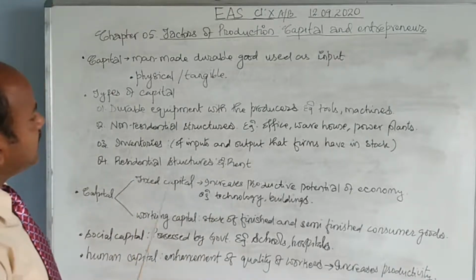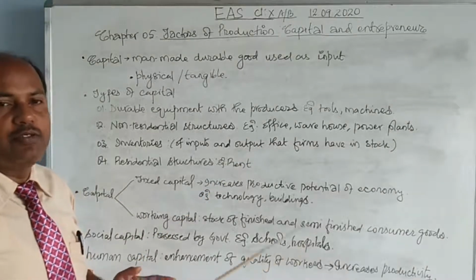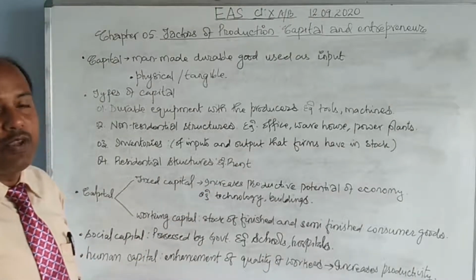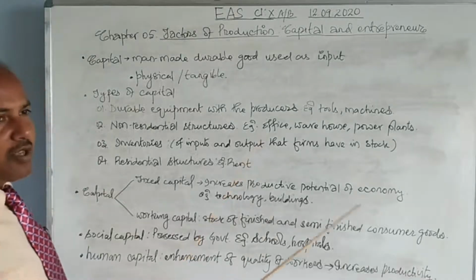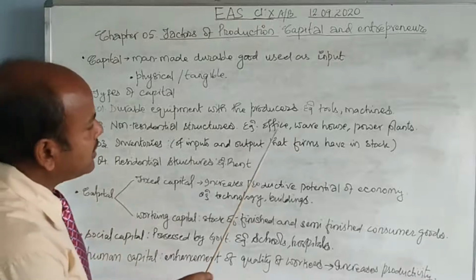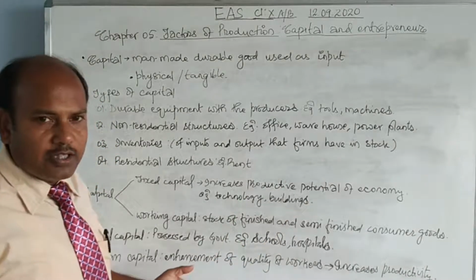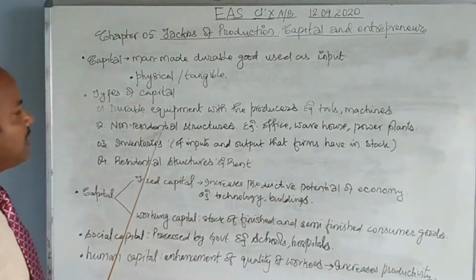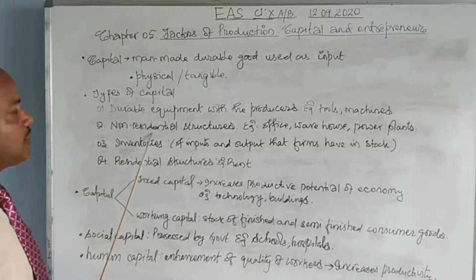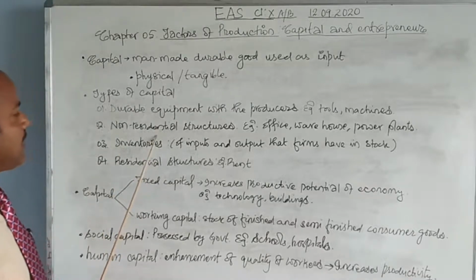Next is the non-residential structure, where we do not live, we do not sleep. These are buildings we use for several other purposes, like constructions we later use as offices, warehouses, power plants, or places where we keep our stock. We do not use them for residential purposes. So this is the second type of capital.